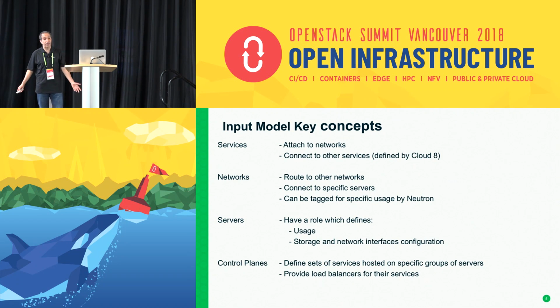So the key concepts for the input models are services. We need to know which services you're going to run: Glance, Neutron, Swift, Barbican, Octavia. So that becomes important. We need to understand the networks. Are you going to have provider VLANs? Are you going to use external VM and use floating IPs? Are you going to use both? How are you going to handle your management traffic, your public API traffic? All those types of things.